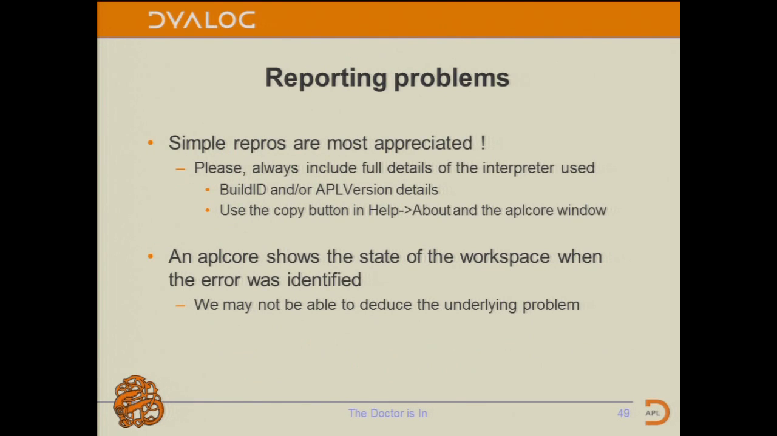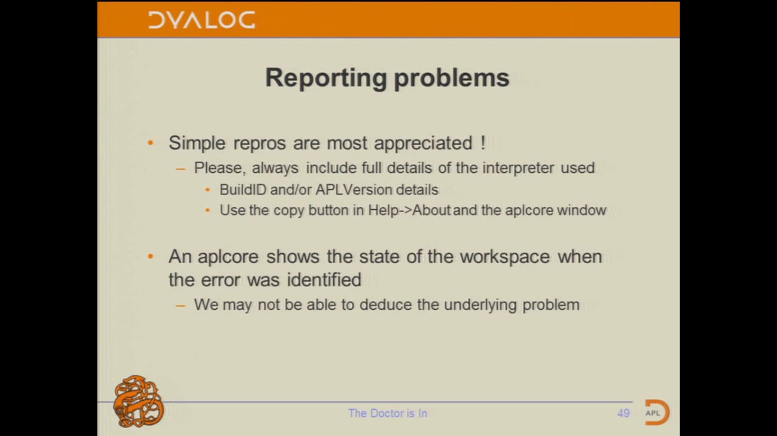If you report problems, we really would appreciate a simple repro. Please send in repros anyway, but a simple repro is going to get fixed quicker, because we spend less time having to work out what's gone wrong. Please always tell us full details of the interpreter: the build ID and the APL version, is it 32 or 64, is it classic or Unicode? Even if you reported a problem the previous day, please include that information, because you may have applied a new set of patches.